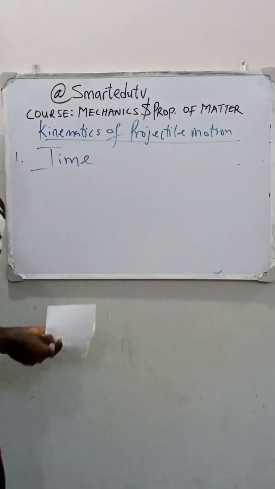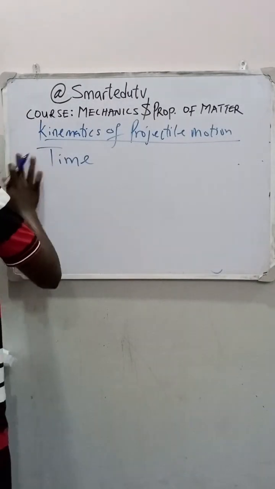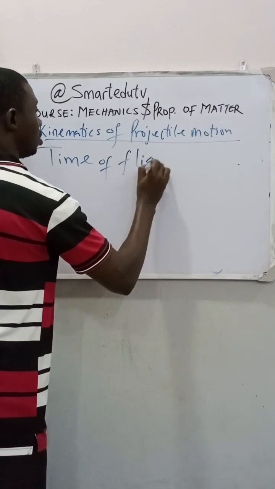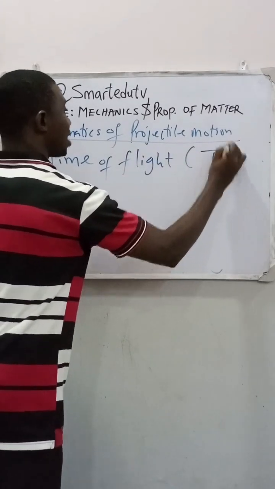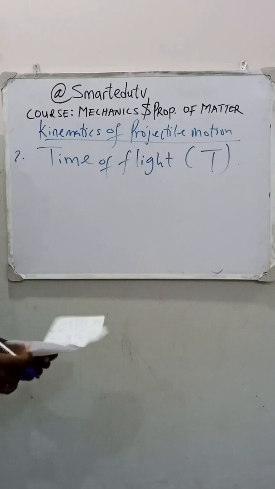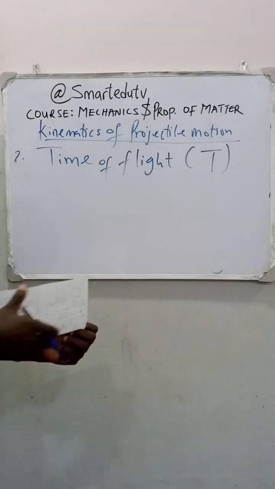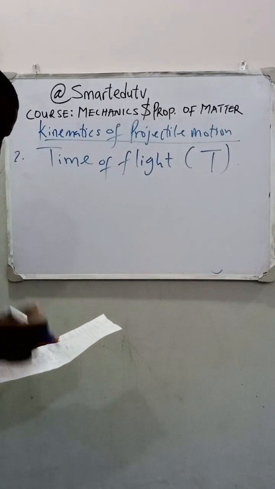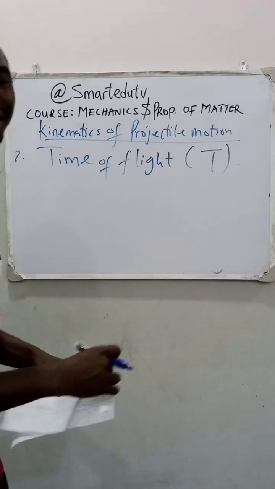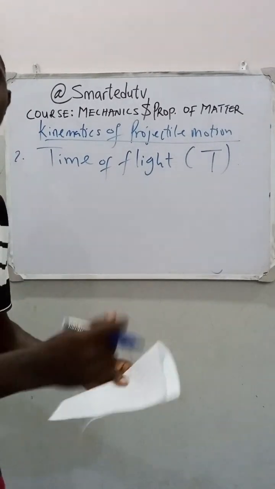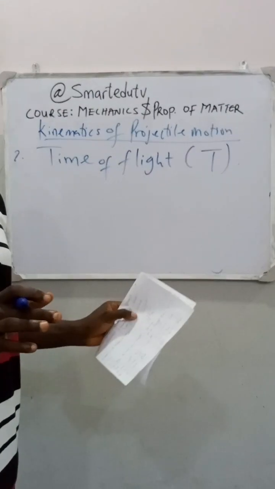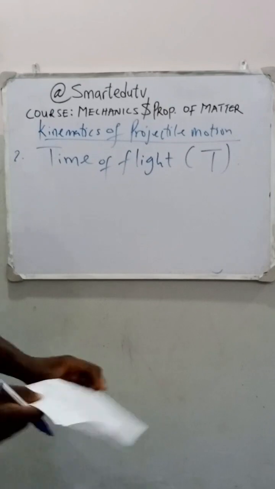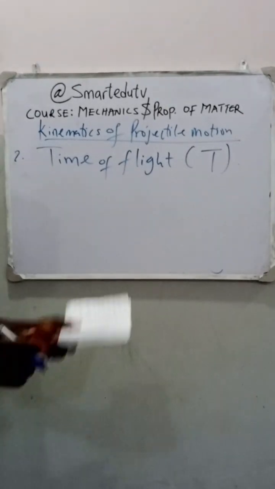Time of flight. Number 2, time of flight. So let's call this capital T to denote time of flight. What do we mean by the time of flight? This is the time taken for an object to be in motion. That's time of flight.